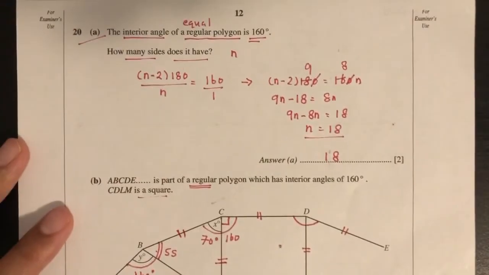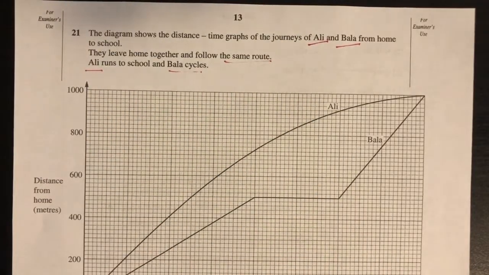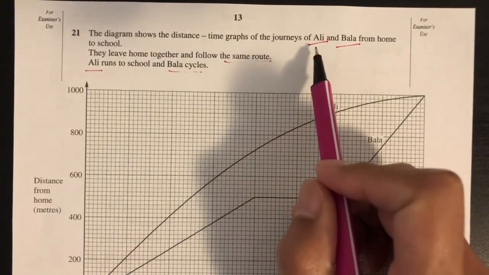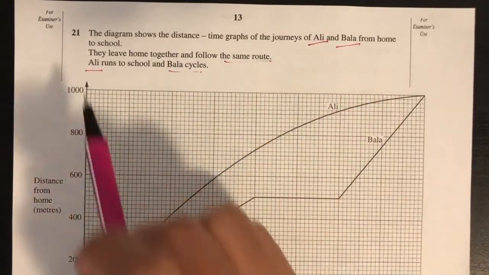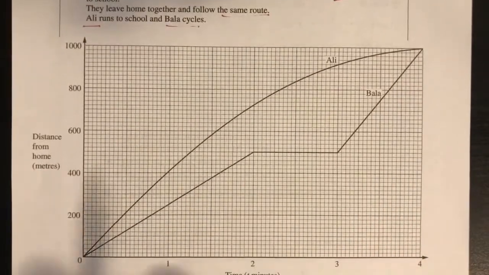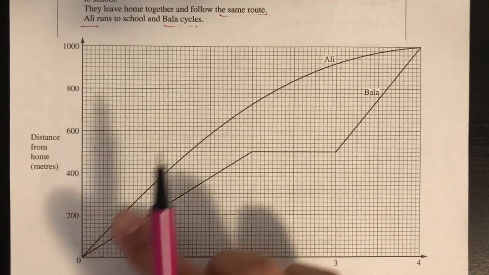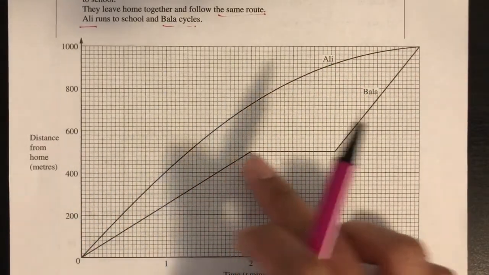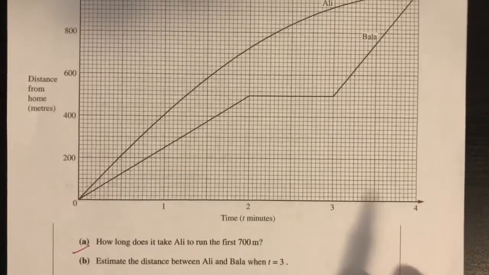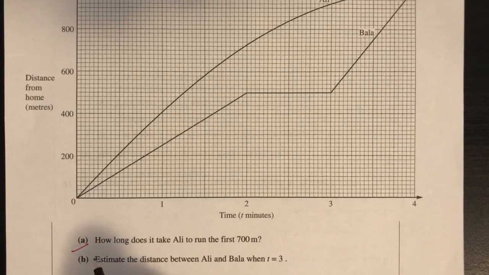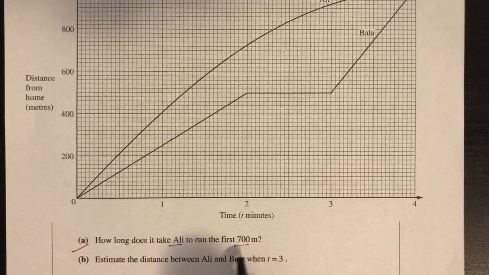And this is question number 20. Question number 21. The diagram shows the distance time graph of the journeys of Ali and Bala from home to school. So they leave home together. Ali runs to school while Bala cycles to school. Now question number 1, we have how long does it take Ali to run the first 700 meters?